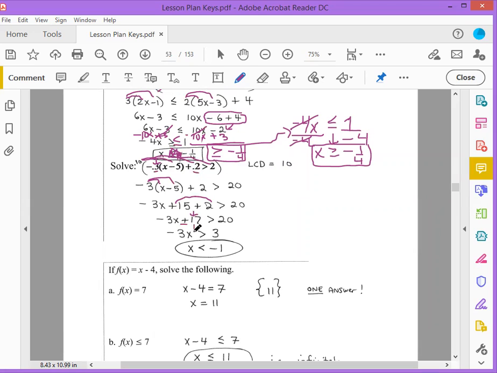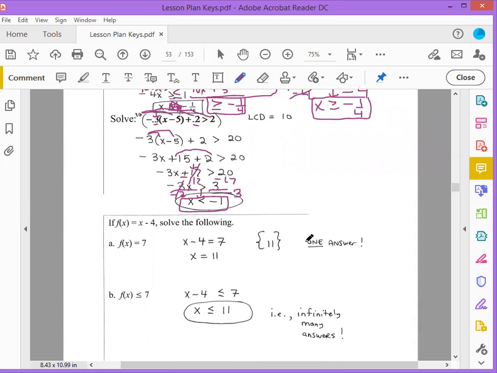Now we're going to subtract 17 from both sides of the inequality. So 17 will cancel on the left side, leaving negative 3x greater than 20 minus 17 gives us 3. Now we're going to divide both sides of this inequality by negative 3. The negative 3's will cancel, leaving x on the left side less than, remember our symbol changed because we divided by a negative number, and 3 divided by negative 3 gives us negative 1. So this is our answer, x less than negative 1.